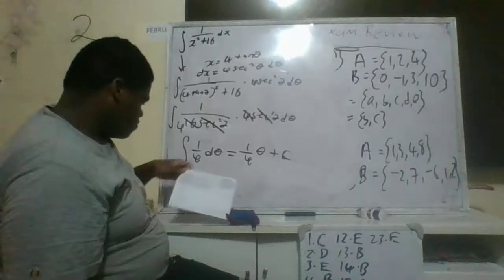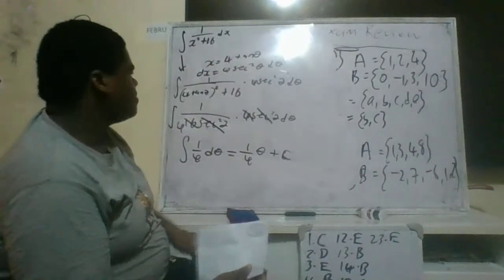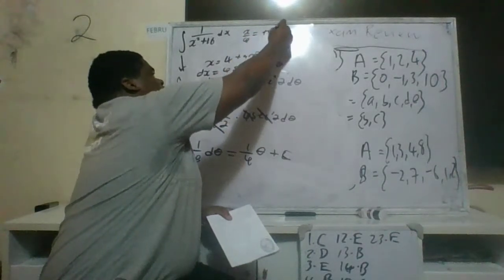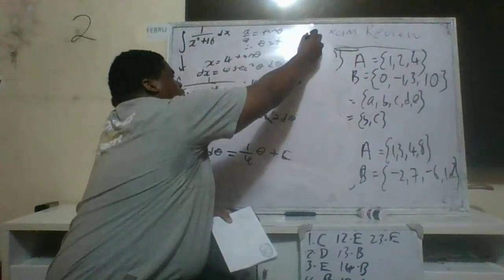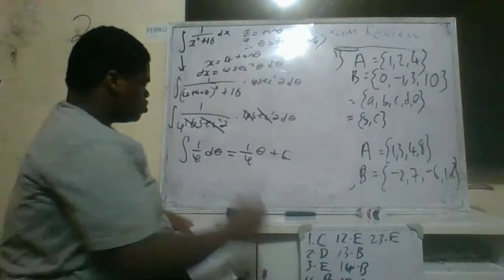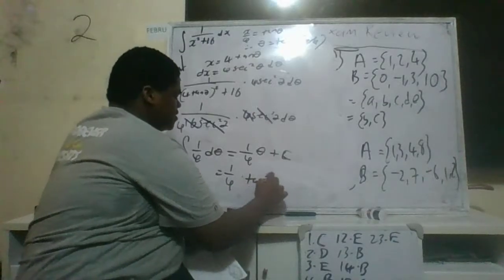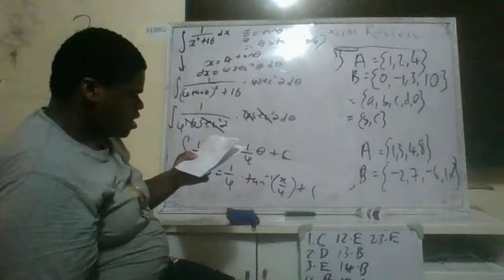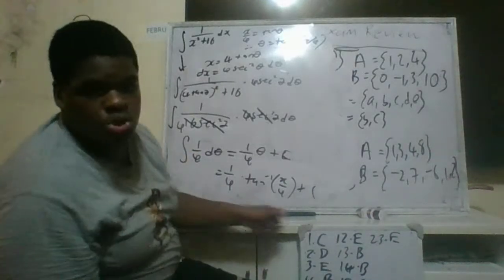Okay. Now what is theta? x is equal to 4 tan theta. That means x over 4 is equal to tan theta. Therefore, theta is equal to tan inverse of x over 4. So here we have this is going to be equal to 1 over 4 times the tan inverse of x over 4 plus c. That corresponds to option D.